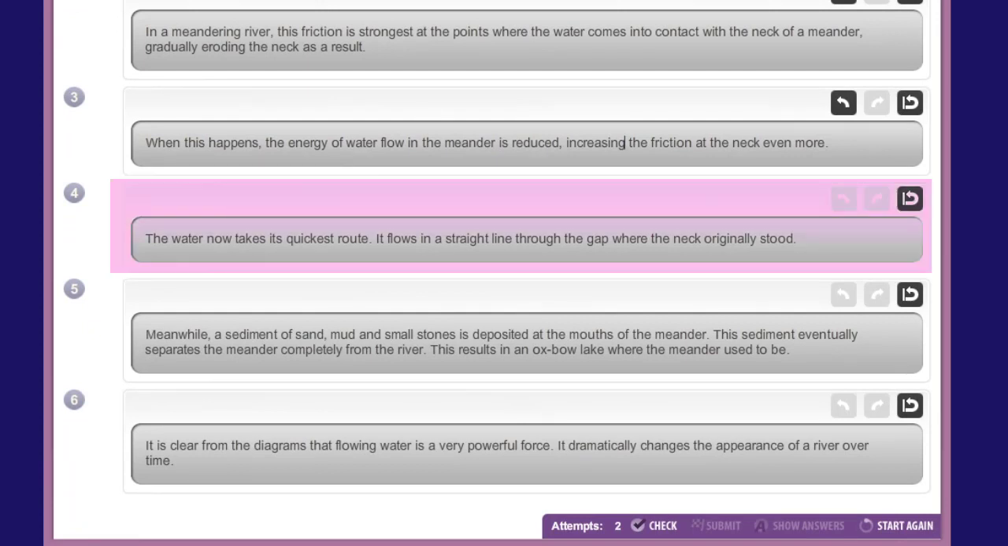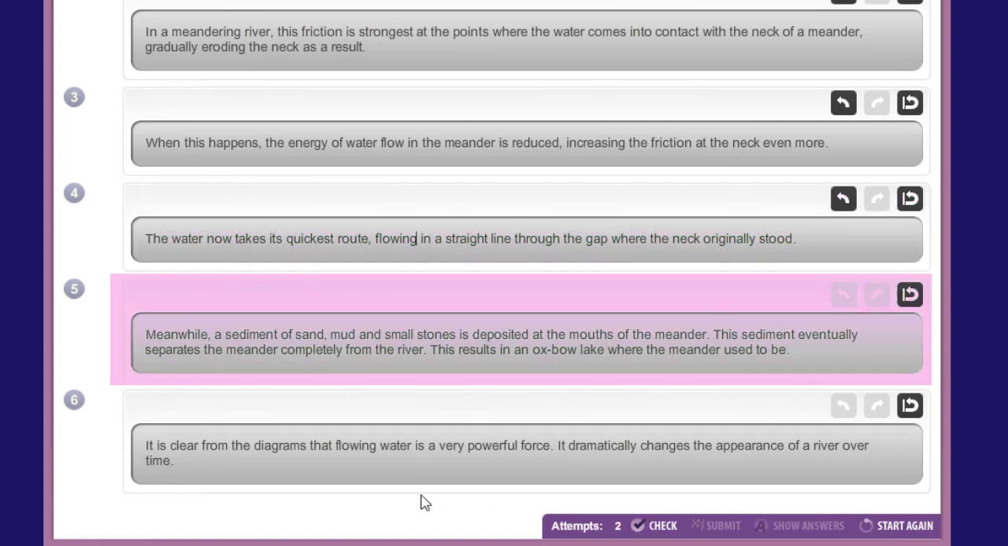So number 4. The water now takes its quickest route. It flows in a straight line through the gap where the neck originally stood. Let's remake this one. The water now takes its quickest route. You also can pronounce it as route, flowing in a straight line through the gap where the neck originally stood.